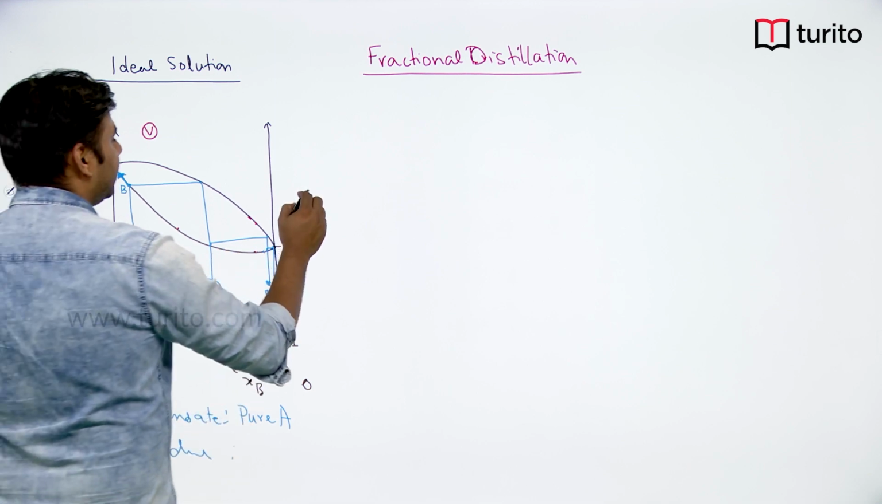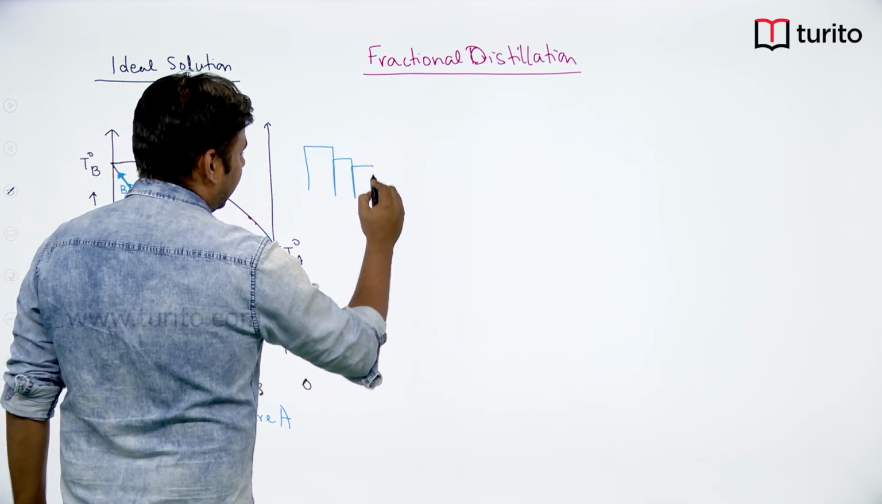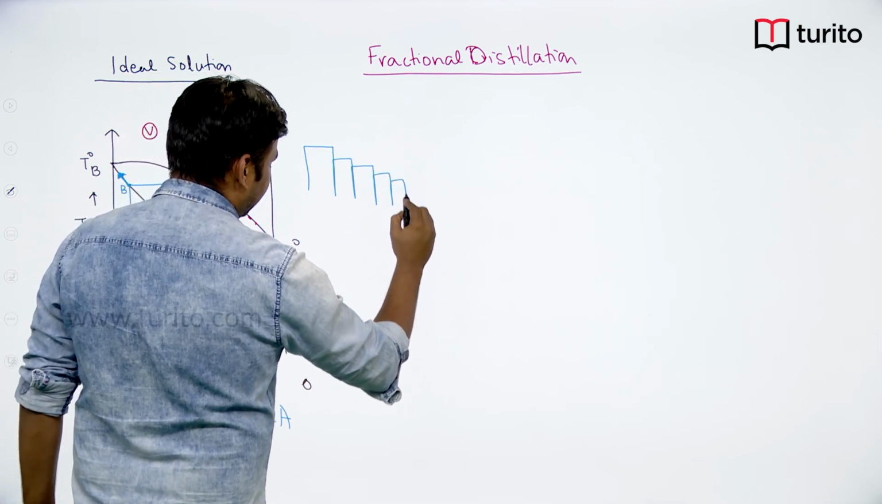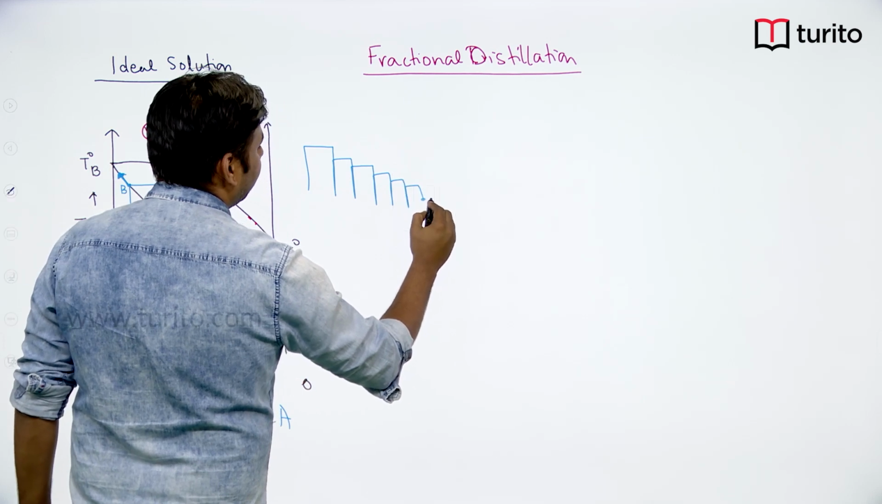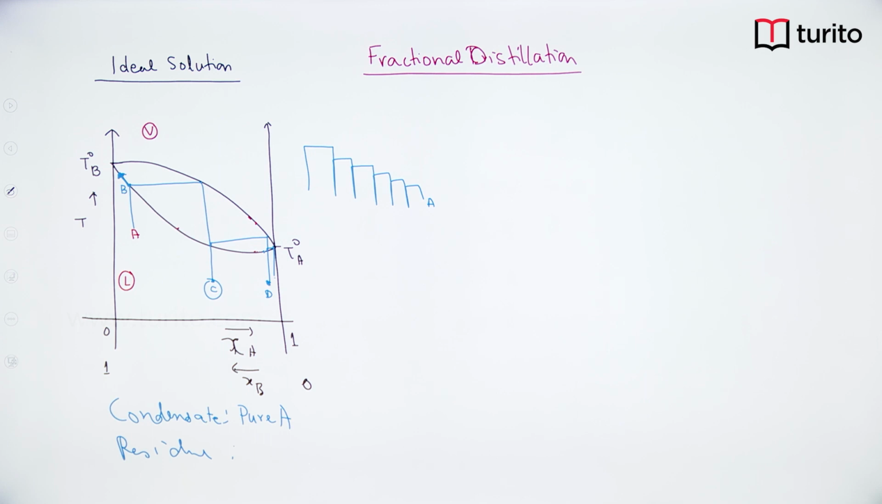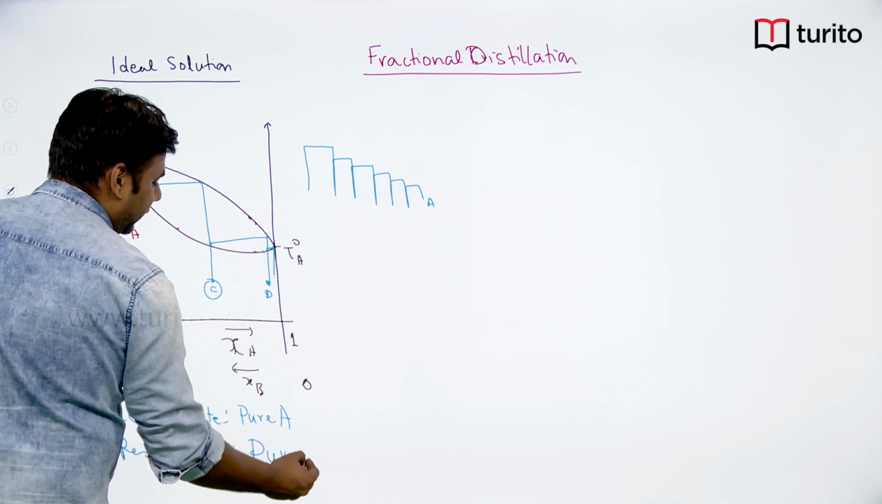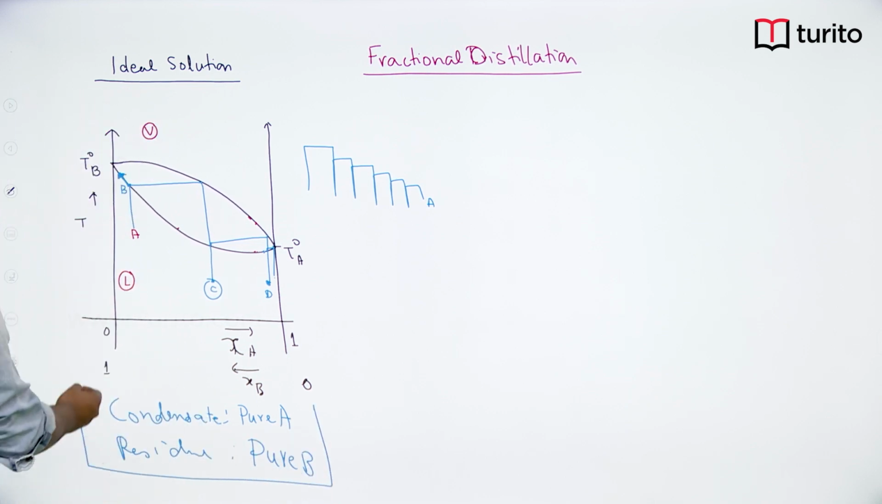So we will be just doing like this. So this is going over here, heating, going over here, heating, and then condensing, heating, condensing, heating, condensing, till we reach the pure A. So the condensate will have pure A, the residue which is left over there would be pure B. So we can carry out the fractional distillation of an ideal solution and we can get the two pure components.